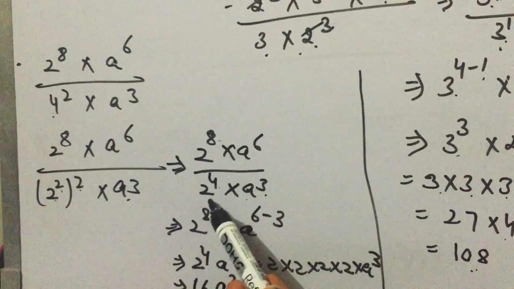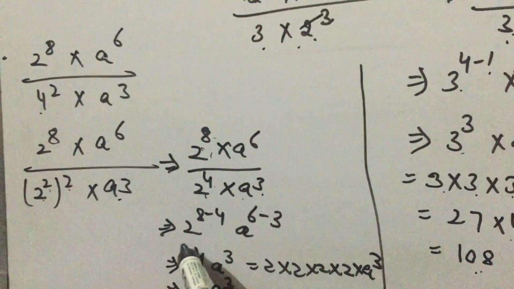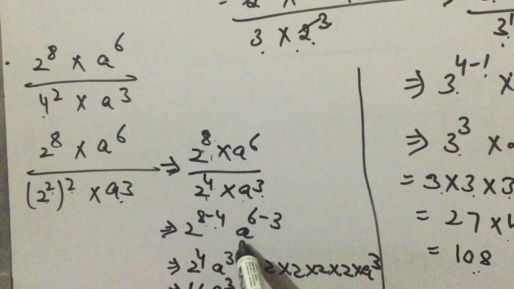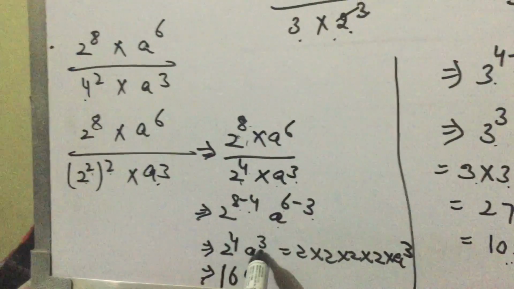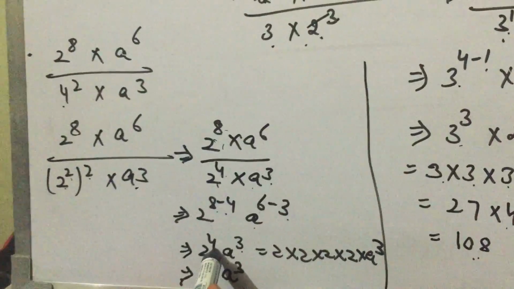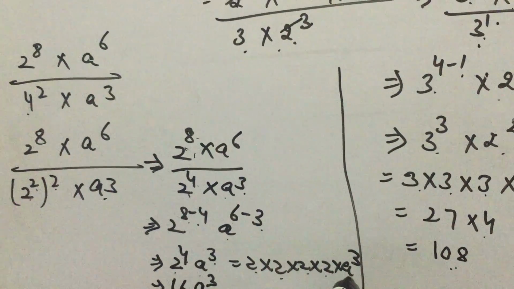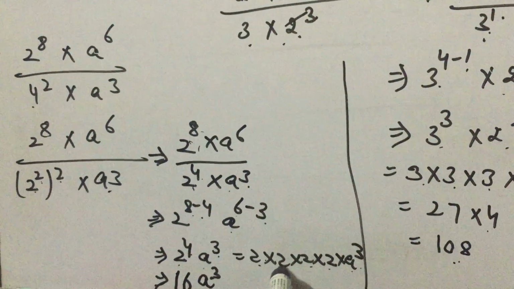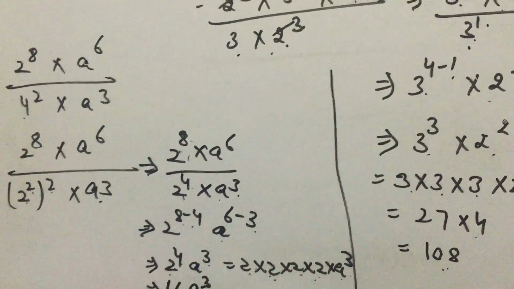Now 2 raised to power 8 and 2 raised to power 4. These two are dividing, so the power will be subtracted. 2 raised to power 8 minus 4. Same here, a raised to power 6 minus 3. 2 raised to power 4, a raised to power 3. 2 raised to power 4, we have to write 4 times: 2 times 2 times 2 times 2 times a raised to power 3. 2 times 2 is 4, 4 times 2 is 8, 8 times 2 is 16. 16 times a raised to power 3 is the answer.